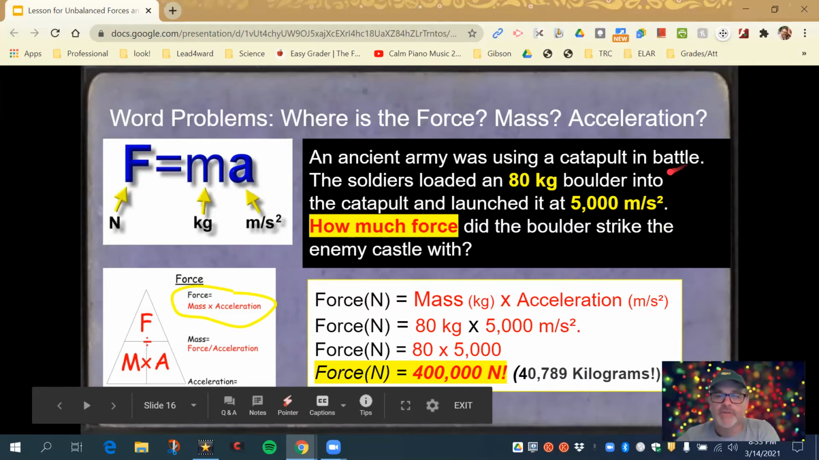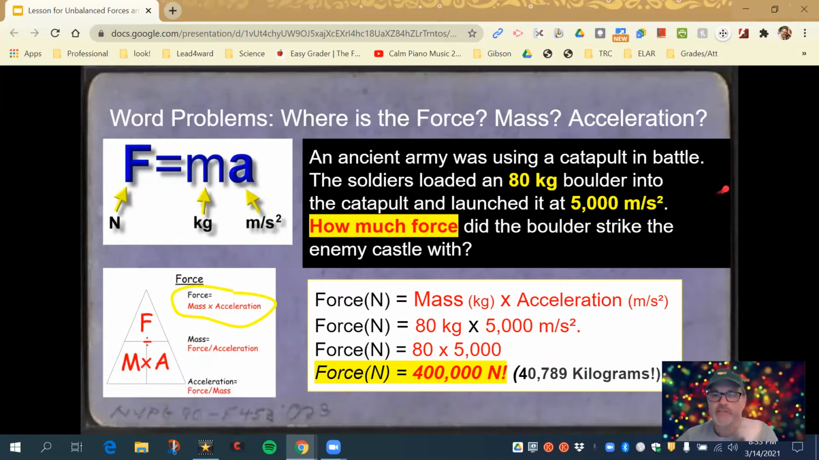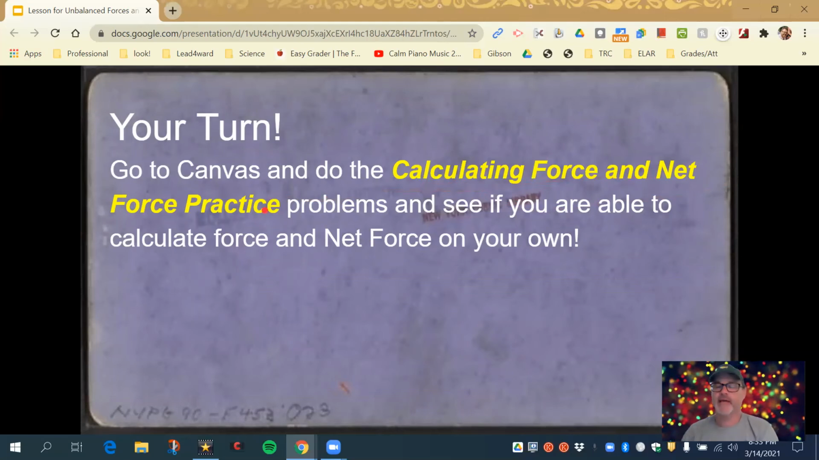All right. So now you know how to do net force, and now you know how to find the force if they don't give you the force, right? So let's go do some practice problems. All right. So go back to Canvas and look for the calculating force and net force practice problems and see if you're able to calculate that on your own.